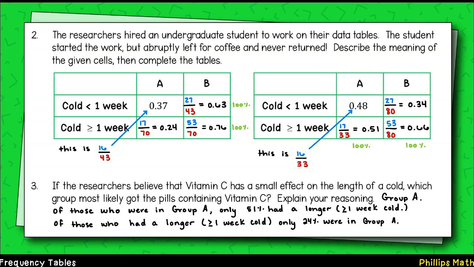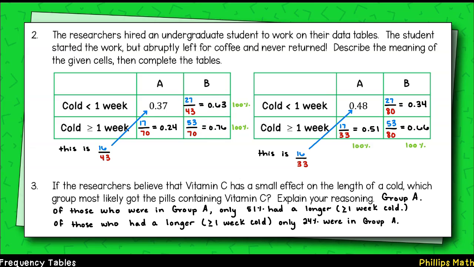The last question asks us to predict whether Group A received the treatment or Group B. We're told that the researchers expect the treatment to result in a shorter duration cold. Let's look at the evidence we have. Of those who had a longer duration cold, most were in Group B. On the other hand, of those who had a shorter duration cold, most were still in Group B.